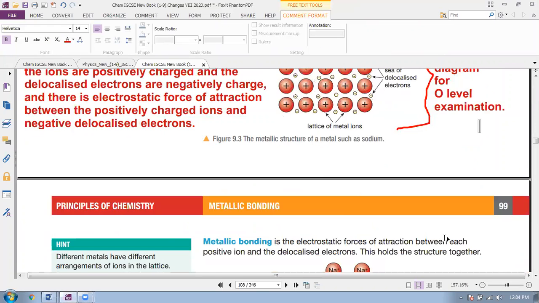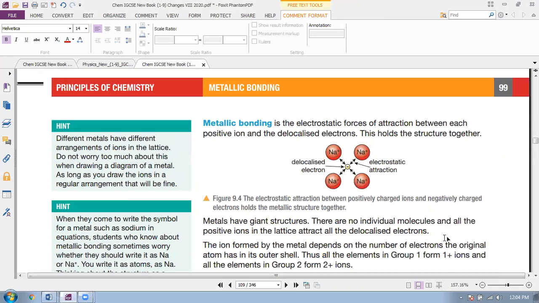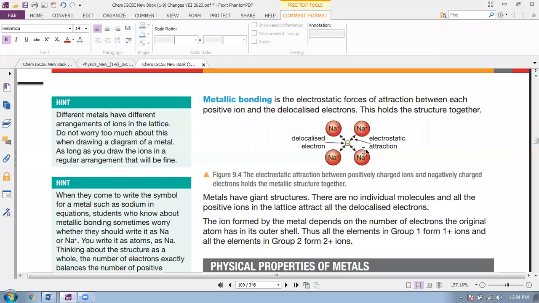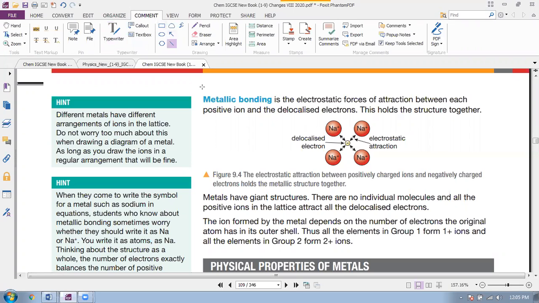Now, students, look at page number 99. Metallic bonding, as I already said, is the electrostatic attraction between positive ions and negative electrons. This force of attraction is called metallic bonding. So let us underline: metallic bonding is the electrostatic force of attraction between positive ions and delocalized electrons. This holds the structure together. Very, very important point.